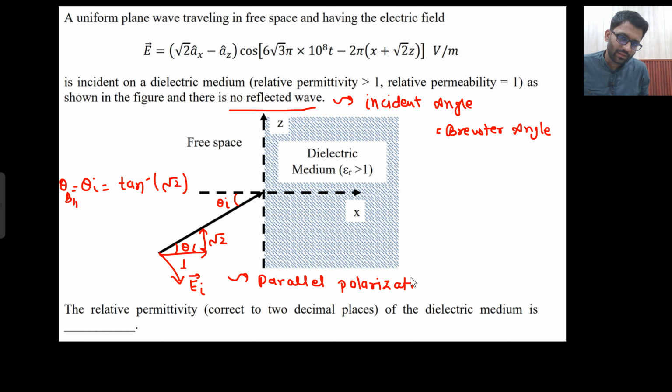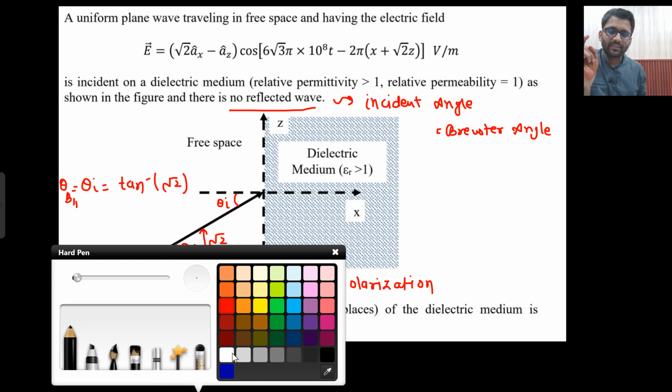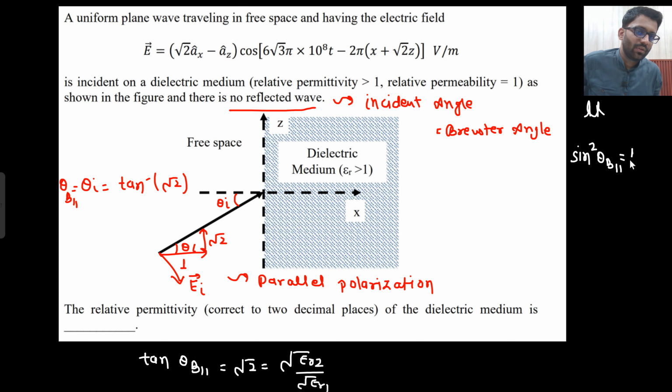Parallel polarization. So this is your parallel polarization, and from here what we are getting is that tan theta b parallel is equal to under root 2, and that is equal to under root epsilon r2 divided by under root epsilon r1. If you remember the formula, what was the formula of sine square theta b parallel? How did I ask you to remember? Parallel, I can easily make mu. So it will start from mu: 1 minus mu 2 by mu 1 into epsilon 1 by epsilon 2, and whatever I have written will come downward, epsilon 1 by epsilon 2 whole square. So this is how I asked you to remember.